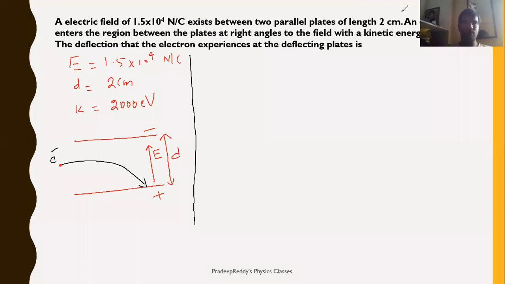Coming to the next problem, students, this is also based on the same formula which we have learned in the previous problem. An electric field is being given. It is 1.5 into 10 power 4 Newton per coulomb, which exists between two parallel plates of length 2 centimeter. An electron enters the region between the plates at right angles to the field.